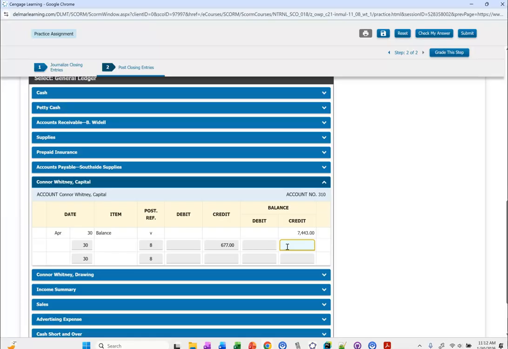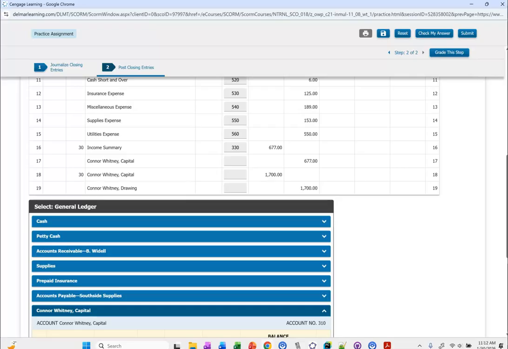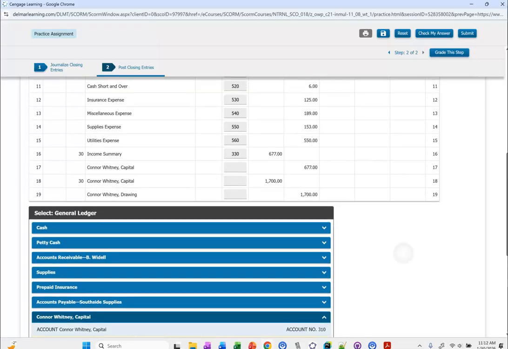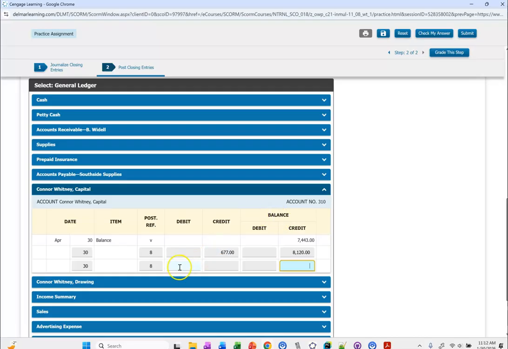So I had 7,443 as a credit, so I have to add the 677 to that. That gives me 8,120. And then my other piece, I had a debit 1,700. So that'll subtract 1,700 then, and leaves me with 6,420. I think I did that right. Let me just double check here. Okay, good.